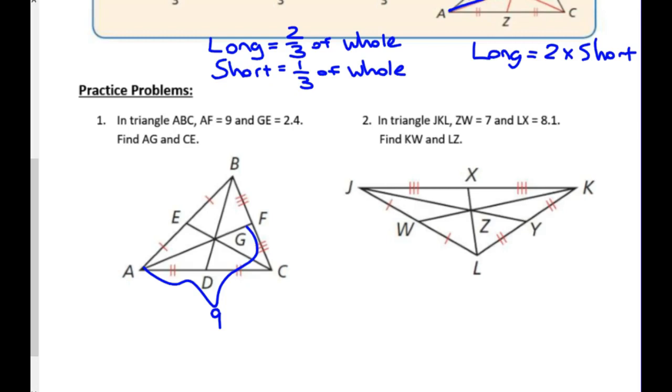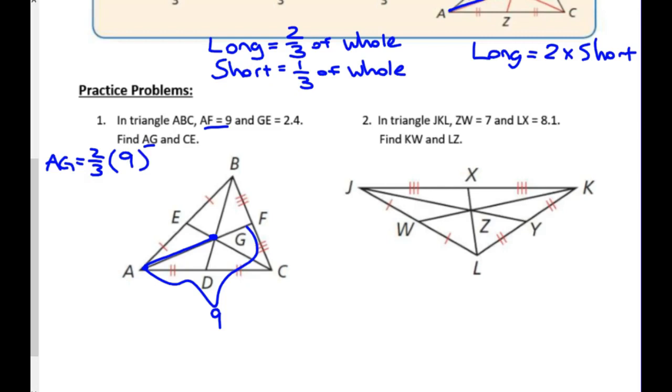Now, I'm doing this part in blue. I'm going to skip down to the question, find AG. That's what I'm looking for. Think carefully. Is AG the long or the short section? AG is longer than GF, right? So AG is the long section. What fraction is the long part of the whole? Look up at my first statement: long equals 2/3 of whole. So all I got to do is put 2/3 times 9. The way I would write that down: AG, the long section, equals 2/3 times 9.